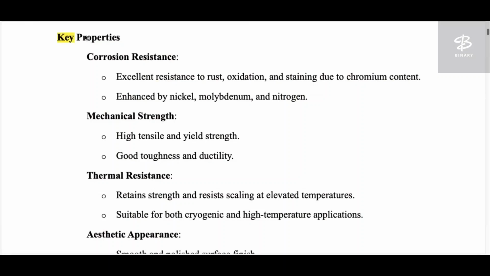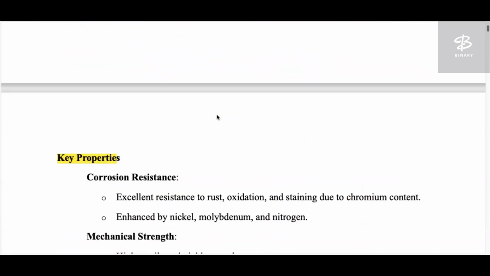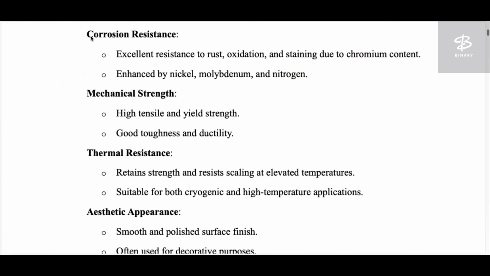So we talk about what are the key points of stainless steel. Okay. So corrosion resistance that we have discussed. This is the main component, and the responsible element is chromium. Okay. So excellent resistance to rust, oxidation, and staining due to the chromium content. So chromium is the main responsible.